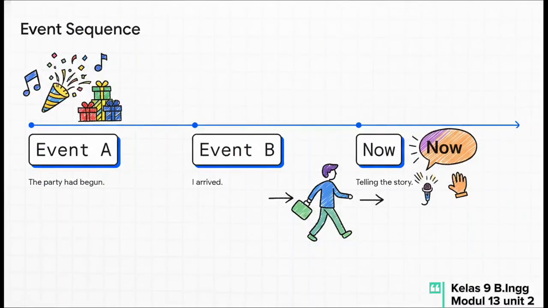And this timeline here just lays it all out, doesn't it? When you say, when I arrived, the party had begun, what are you really saying? You're saying event A, the party starting, happened before event B, you getting there. That tiny little word had is your magic signal. It always points to the earlier of the two past events.